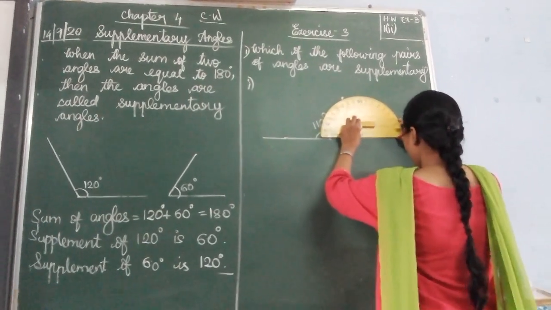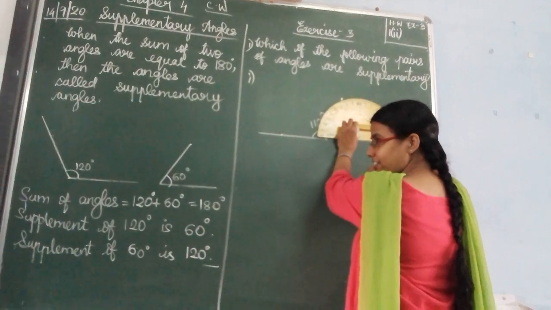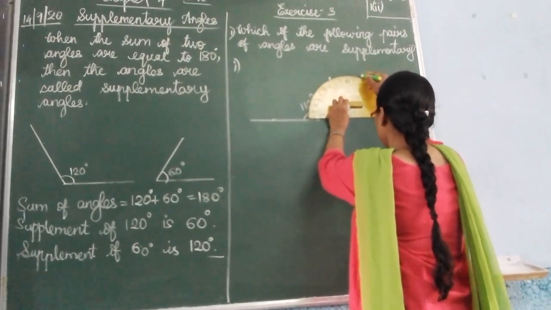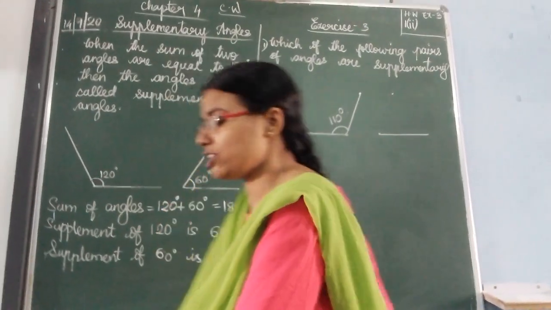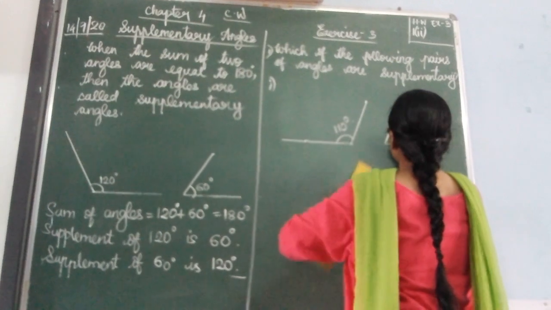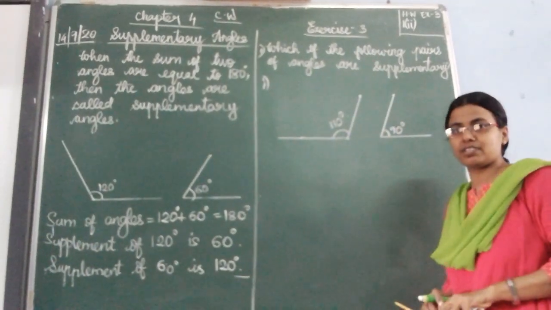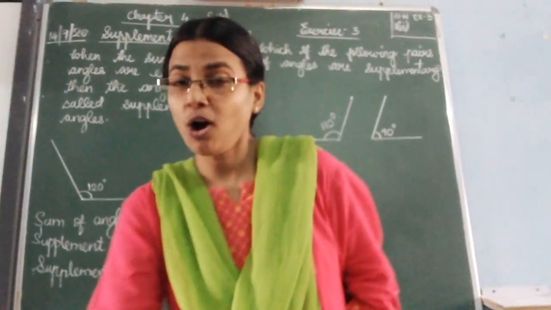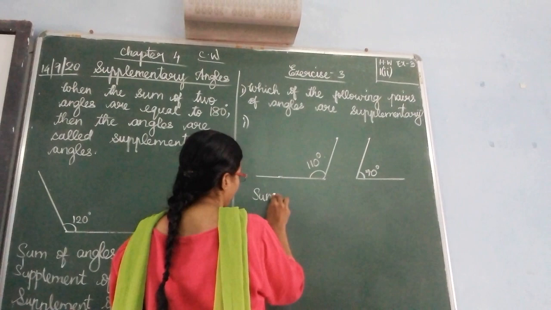So now put the center of the protractor on the vertex, then see that the arm is not visible. Then mark 70 degrees. Outer scale or inner scale? Come on, tell children. Yes, it's the inner scale. Mark the point, then use your scale, join the line. So this is 70 degrees. Now tell me what's the first step? Good. Sum of the angles.